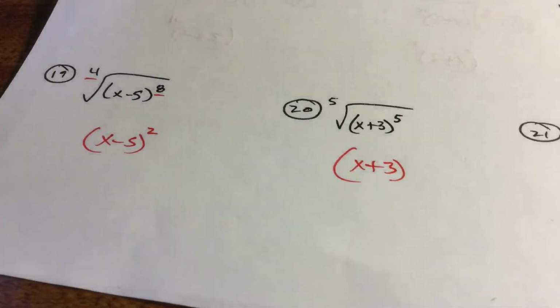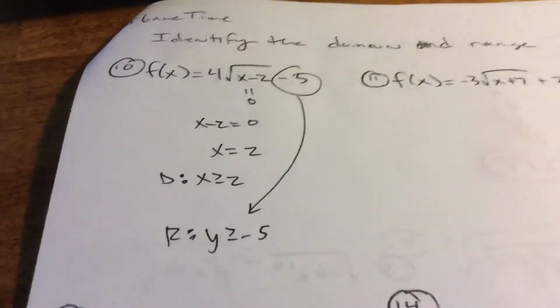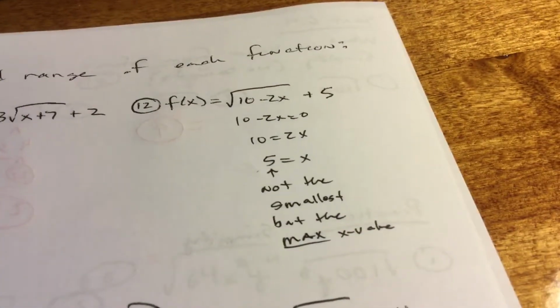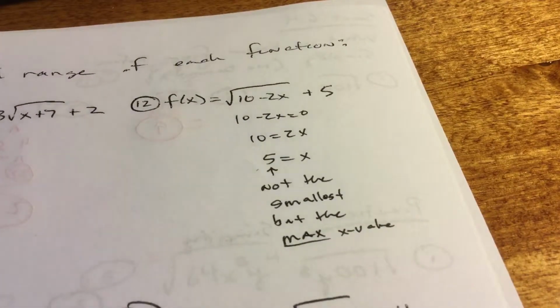All right, and then let's look at page 2. And then that'll be identify the domain and range. There you go. Again, you guys can be careful on 11. There's number 10. Now I helped you on 12, but again, it's not the smallest, but the max x value.